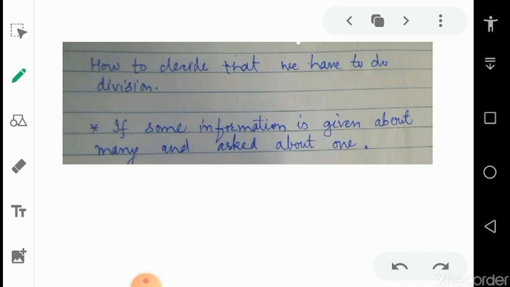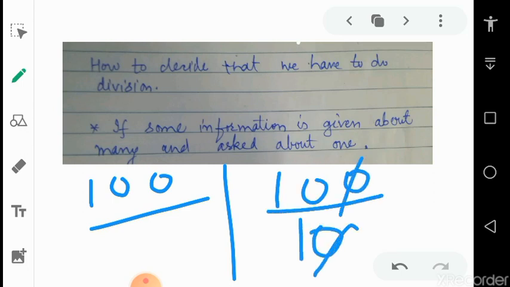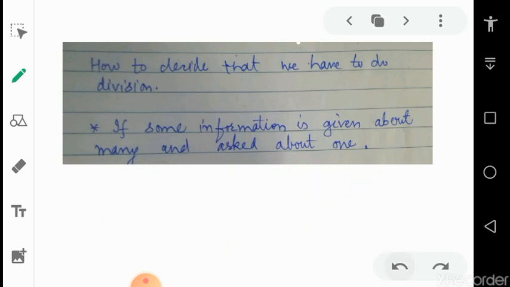Information is given about many and asked about one. For example, if the cost of 10 notebooks is 100 rupees, then what will be the cost of one notebook? So in this case we will do division and our answer will be rupees 10, because here the information of many is given but the cost of one notebook is asked. That's why we have done the division. Okay, so keep this concept in your mind.